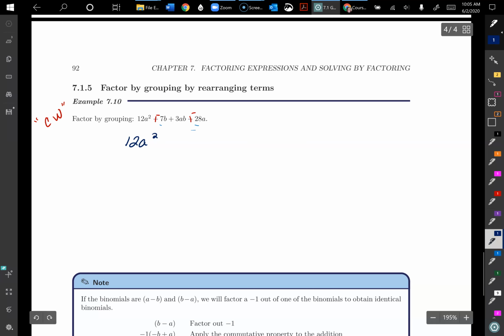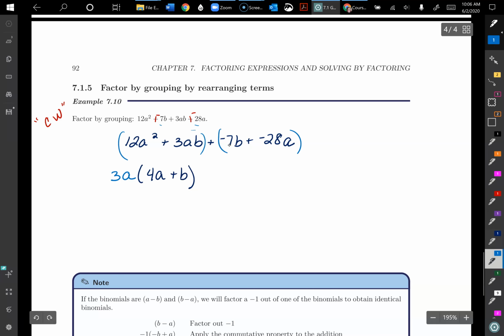12a squared plus 3ab. And that's one reason why I did that plus negative, so I can move stuff around and not lose my signs. So now I have the plus negative 7b and then the plus negative 28a. So those numbers are going to fit better for me to have something common. So now I put my parentheses here, and I can pull out of this one, I can pull out a 3a, and I would be left with 4a plus b.